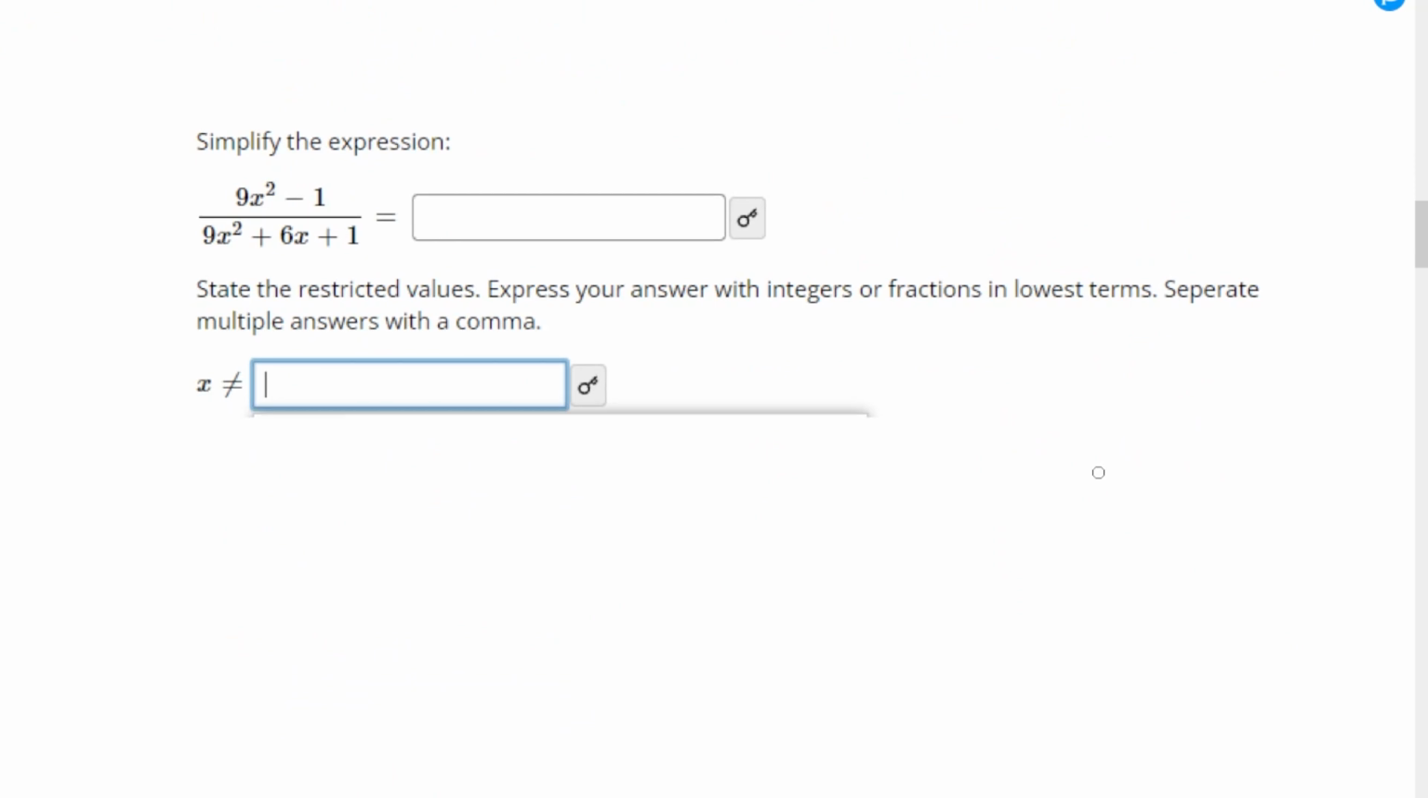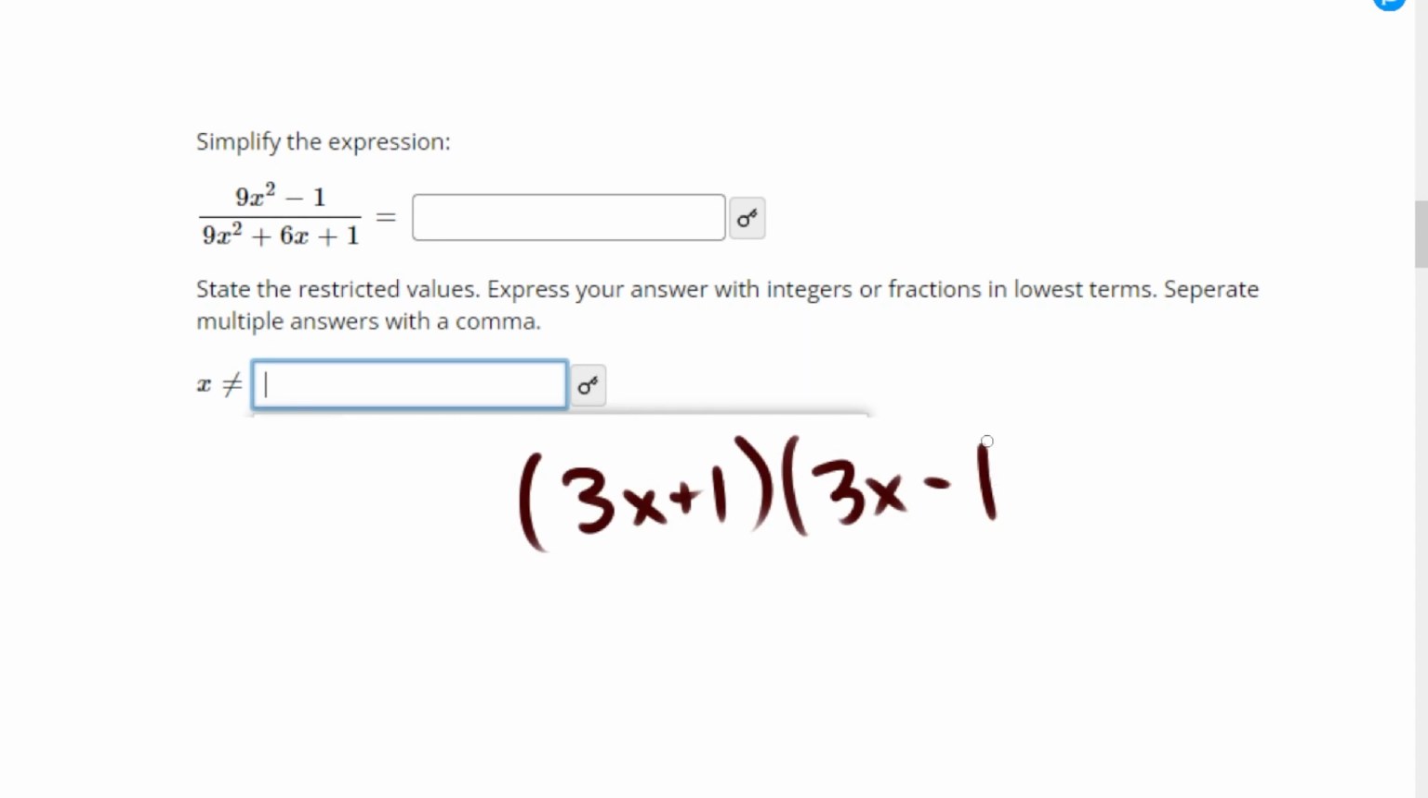Simplify the expression. We have 9x squared minus 1 and 9x squared plus 6x plus 1. Now, both of these look like perfect squares. This top looks like a perfect square to me. We have 9x squared for our a, and then we have a minus 1. So our top is going to be 3x plus 1, 3x minus 1.